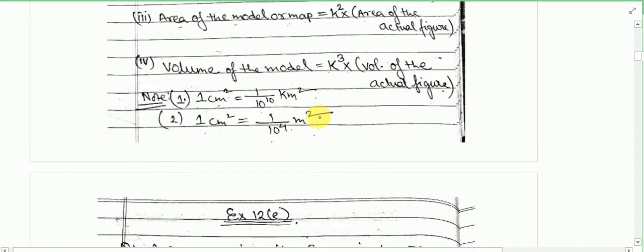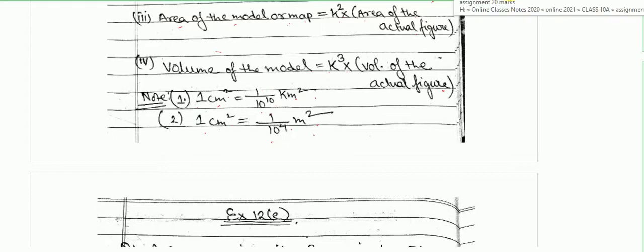Okay, now we will proceed to questions, okay. We will see questions from exercise 12E.